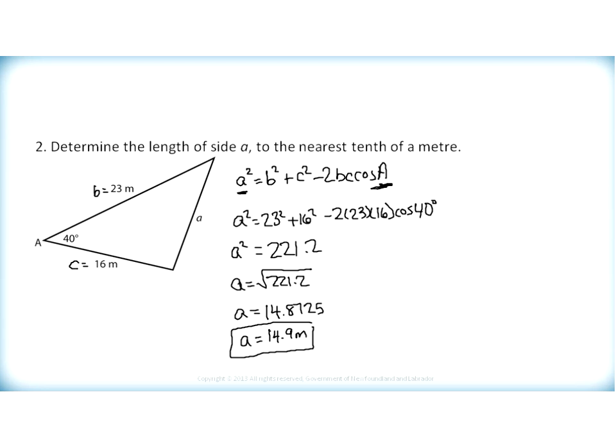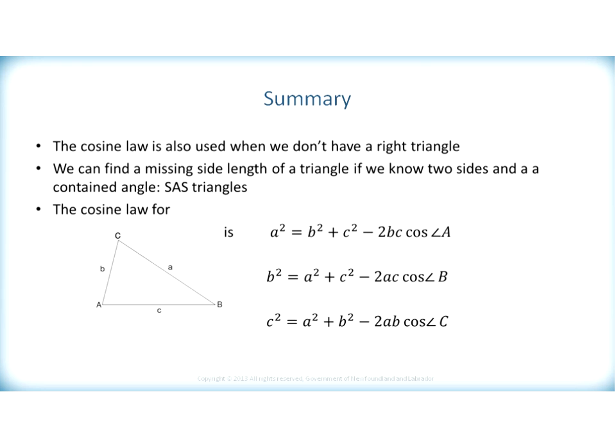So once again, I used cosine law because I had two sides and I had the angle between those two sides, or the contained angle. So the cosine law is also used, much like the sine law, if we don't have a right triangle. We can find a missing side length using cosine law if we know two sides and a contained angle.